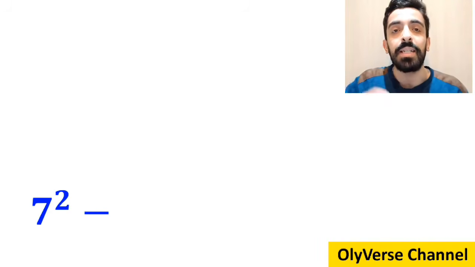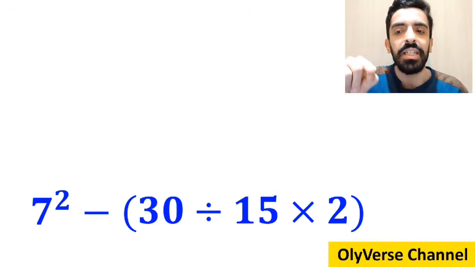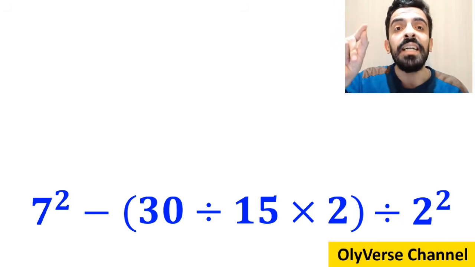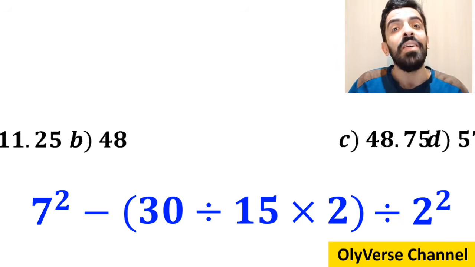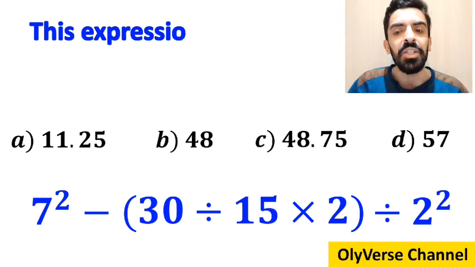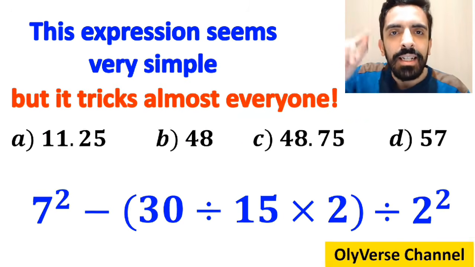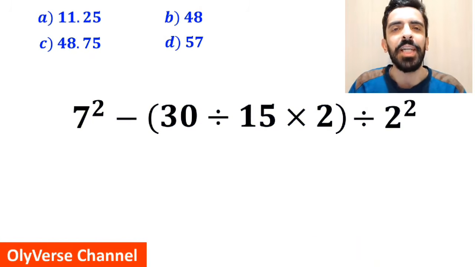What is the value of the expression 7 squared minus (30 divided by 15 times 2), then divided by 2 squared? Which option do you think is the correct answer to this question? This expression seems very simple, but it tricks almost everyone. Let's dive in and break it down step by step together.